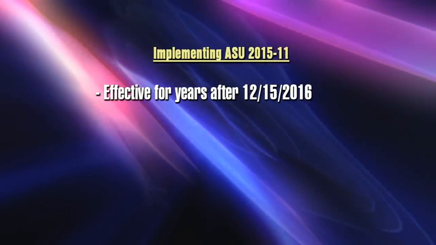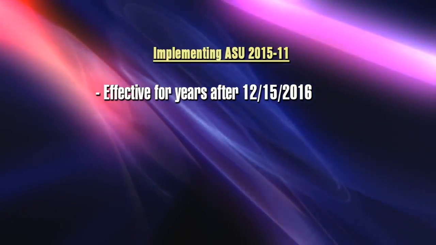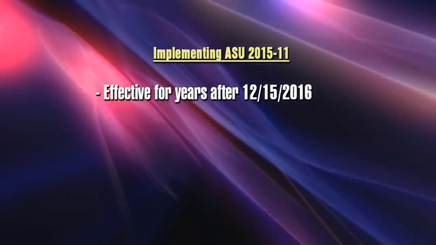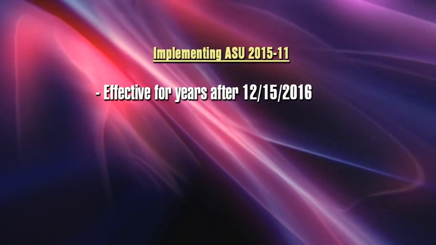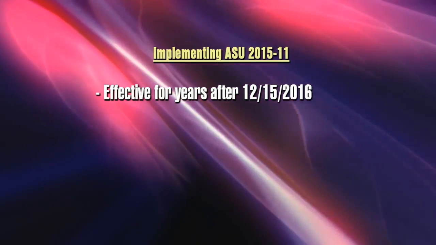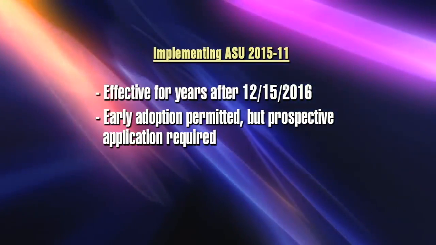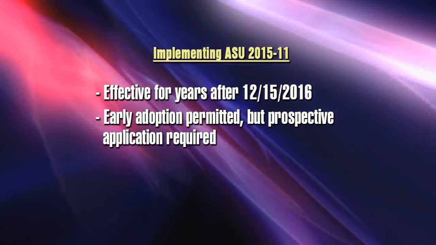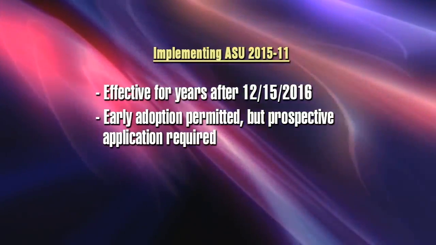Well, the new guidance is effective for business entities in fiscal years beginning after December 15, 2016. So we'll start to see it in the first quarter of 2017 for many calendar year-end companies. But to what extent will businesses consider early adoption of the new measure? Yes, and the good news is that early adoption is permitted at the beginning of an interim or an annual reporting period. There is some bad news, though. Prospective application is required.